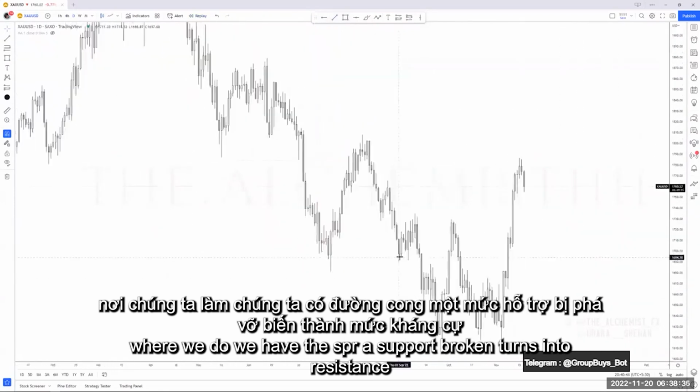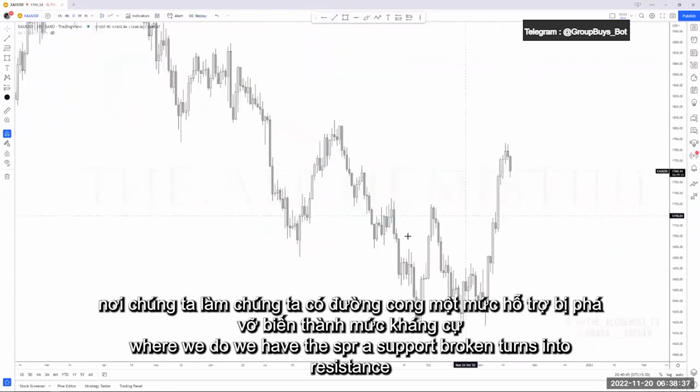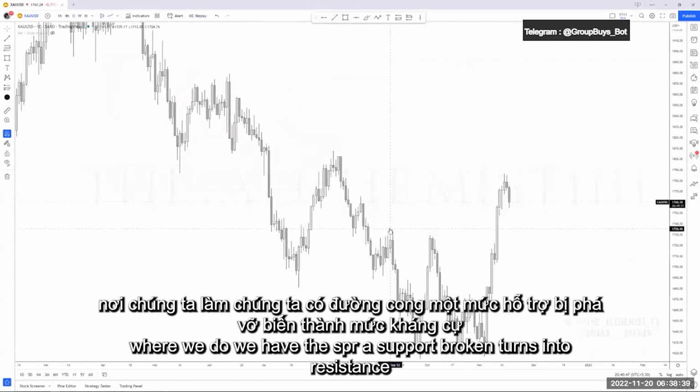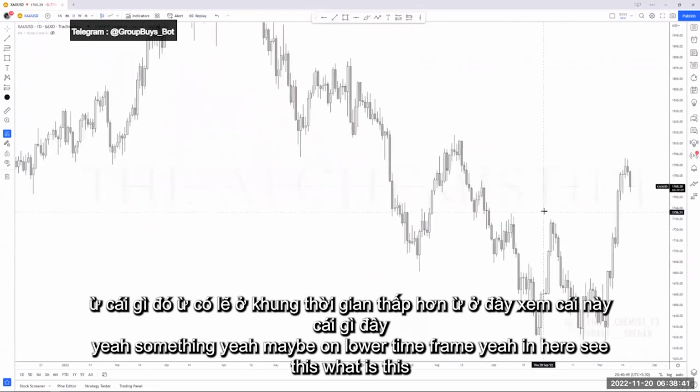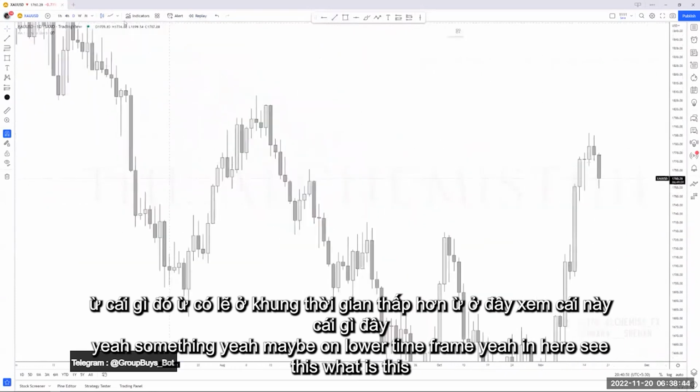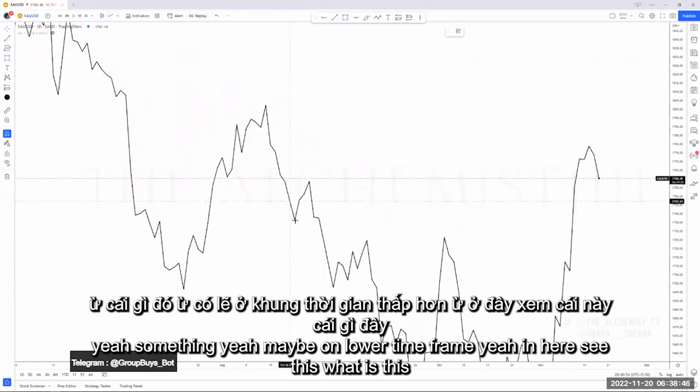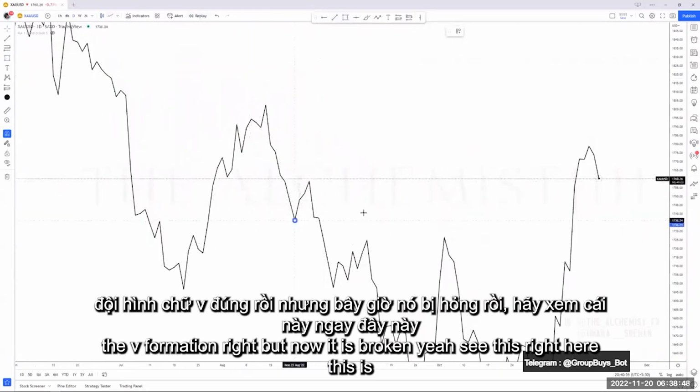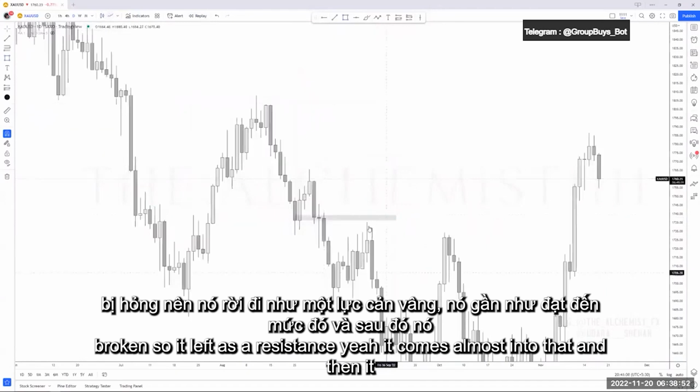Let's see where we do. We have the SPR, a support broken turns into resistance. Yeah, here maybe on lower time frame. Yeah, in here. See this? What is this? The V formation, right? But now it is broken. See this right here. This is broken, so it will act as a resistance. It comes almost into that, and then it starts to drop.